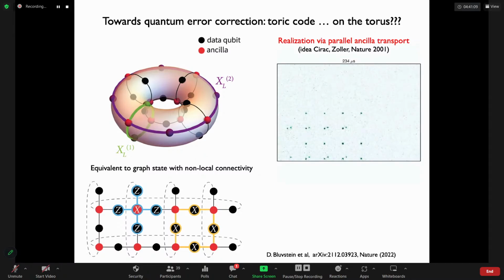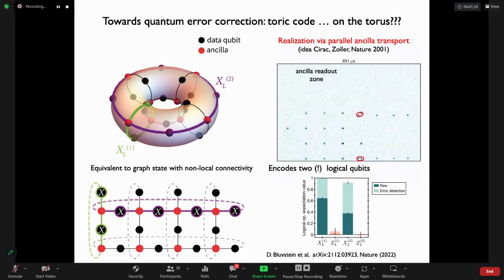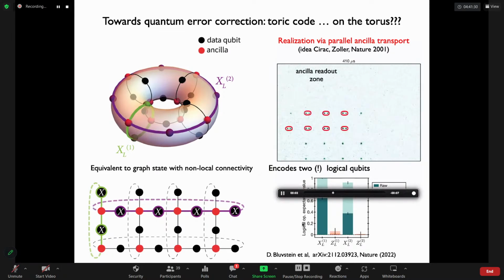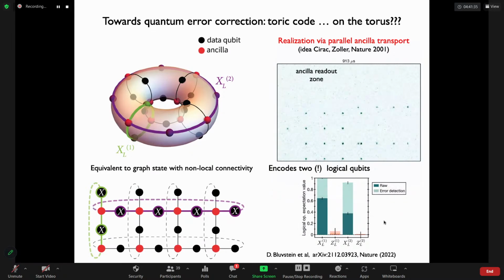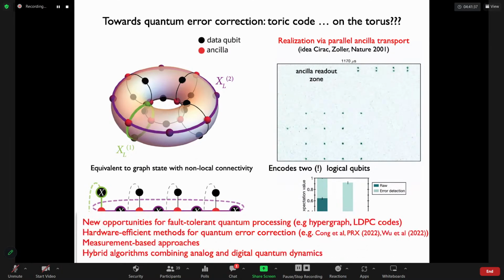So the red circle is a controlled phase operation. And then what you see here, we move them all the way across before reading out these ancilla qubits to correct for errors. Using this approach, we can encode 2 logical qubits. One of them is encoded going one way across the torus, the other going the other way. And you can see we can already correct some errors. So I think this is a very exciting avenue.